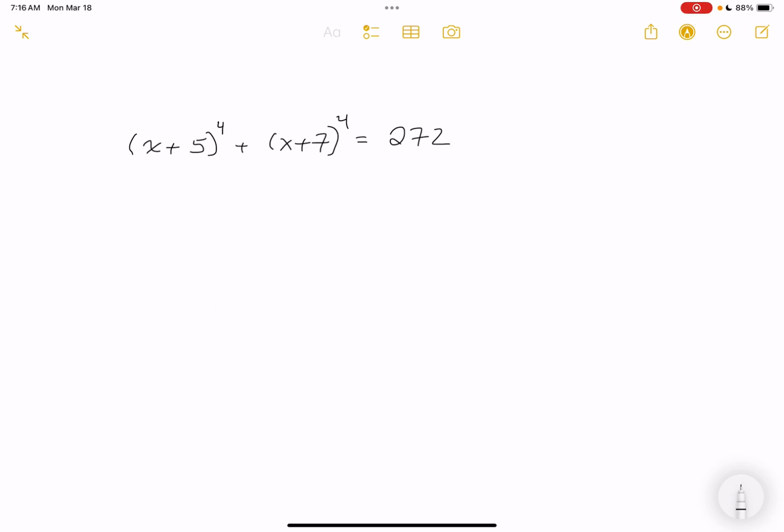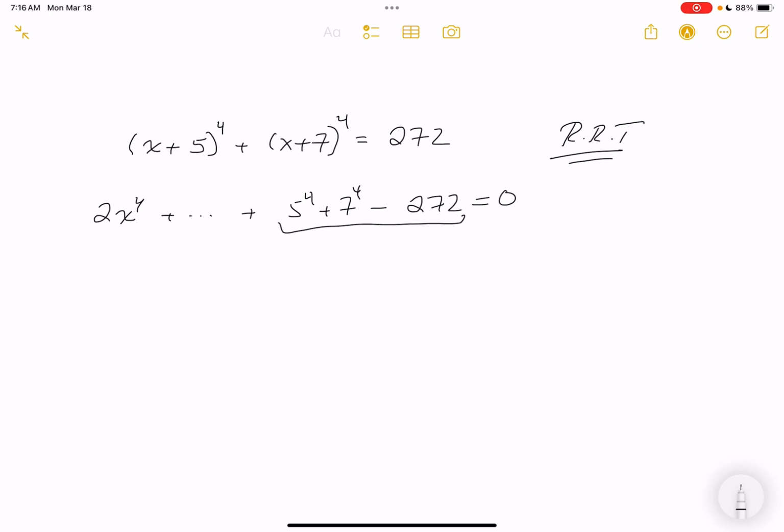So what I'm going to do over here is use what's called the rational root theorem. Now in the rational root theorem, what I need to do is get the leading coefficient, which I notice is going to be x^4 plus x^4, which is 2x^4. I'm not too worried about what's in the middle of it, though, but I am worried about the end of it. And the end of it is a little bit complicated. It's 5 to the fourth plus 7 to the fourth minus 272 is equal to 0.